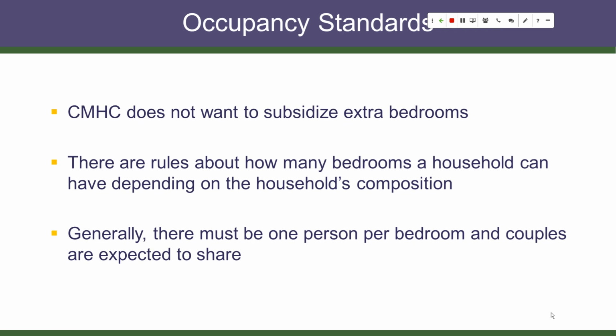There are occupancy standards that must be adhered to. CMHC does not want to provide subsidy to a household that has extra bedrooms. There are rules about how many bedrooms a household can have depending on the composition. You can refer to our rent supplement guide to find out all of that information, but generally it's one person per bedroom, and of course couples are expected to share a room.